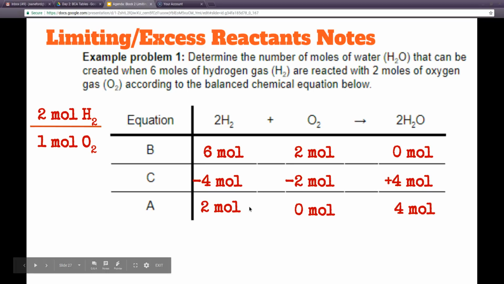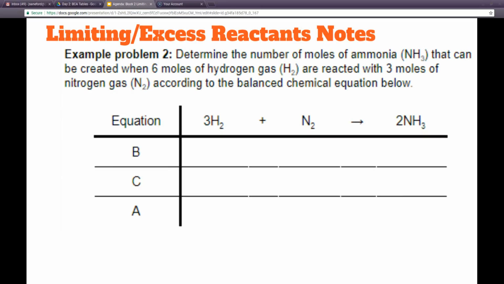And then which one was in excess? The one with leftovers. Hydrogen had leftovers. And we can even determine how many leftovers there are, or how many moles of excess there are. 2 moles. The BCA table will tell us that. Let's do a second example together. So let's model how we're going to do this.